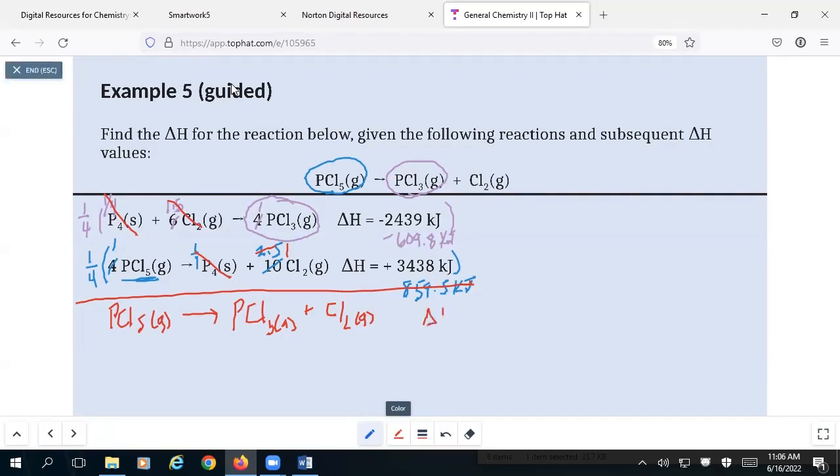Now we just need to do it from an enthalpy standpoint. Add together negative 609.8 plus 859.5, and I get positive 249.7 kilojoules.